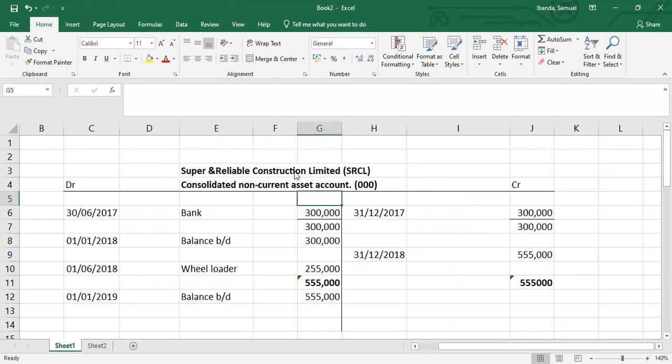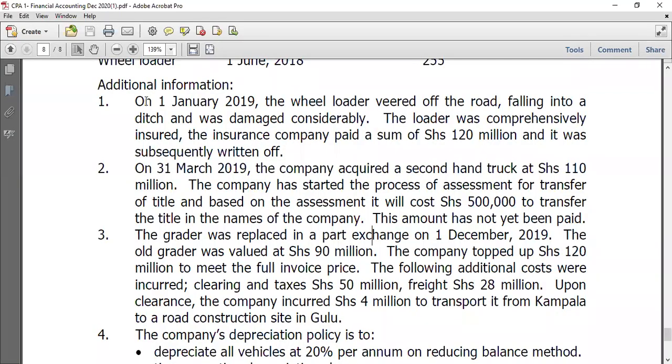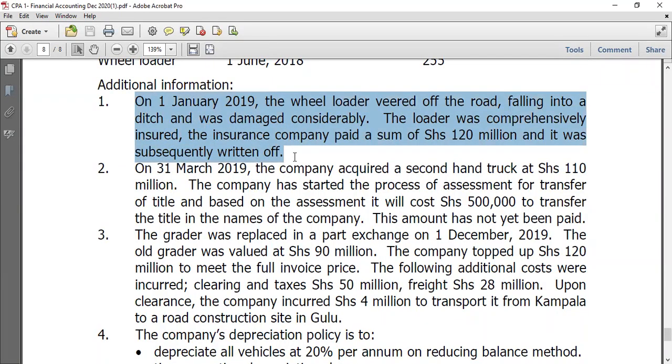So I'm now going to the last year, which had most of the activities that happened. So the first is this that we have happened on 1st January 2019. The wheel loader veered off the road, falling into the ditch and was damaged considerably. The loader was comprehensively insured. The insurance company paid a sum of shillings 120 million, and it was subsequently written off.